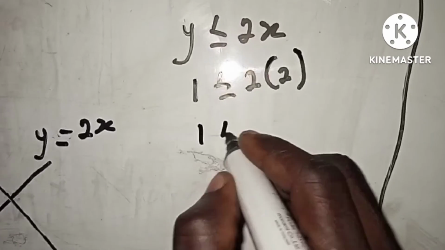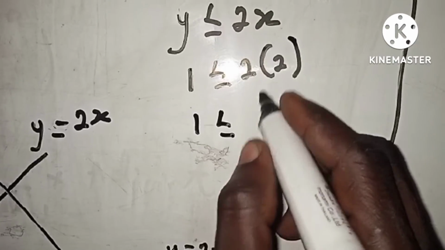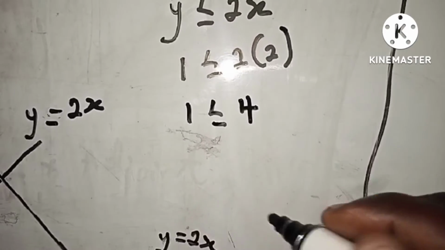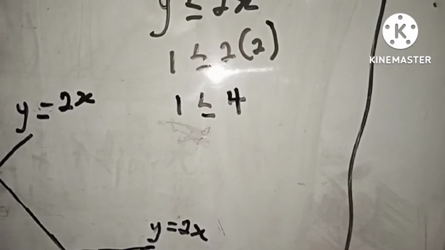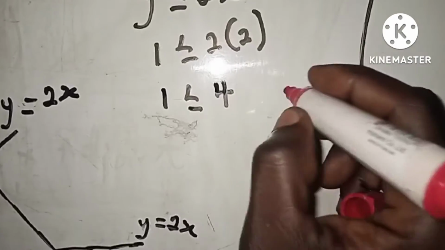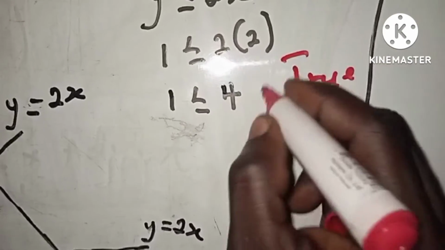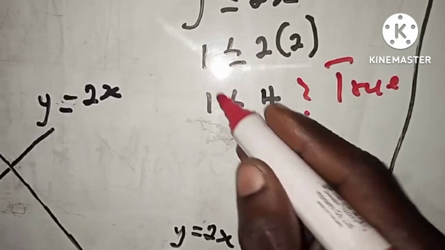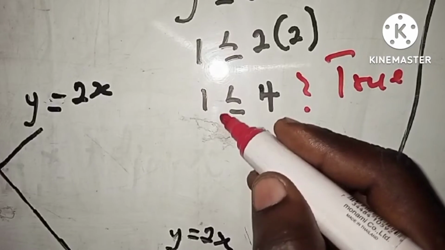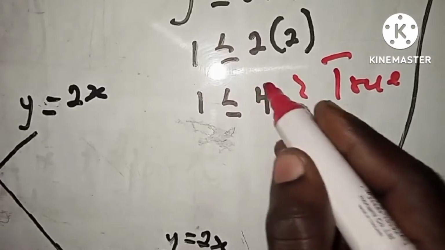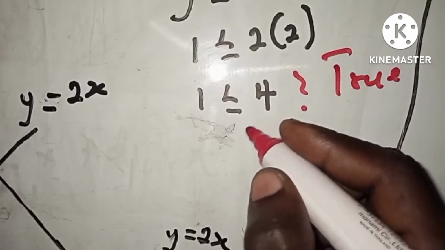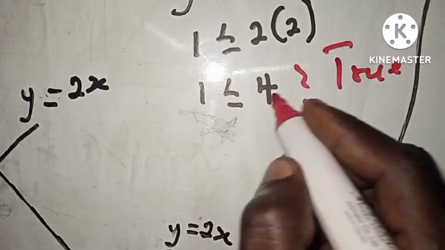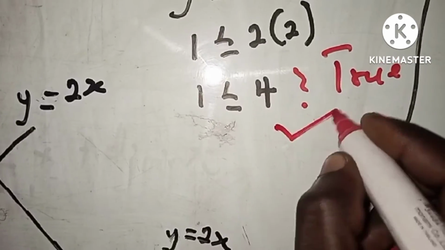You have 1 less than or equal to 4. Is it true? That is the question that you should ask yourself. There's a question mark here, right? Is it true that this is the same as saying a 1-year-old is less than or equal to a 4-year-old person? It's true, right? So 1 is less than or equal to 4. So this thing here is true.